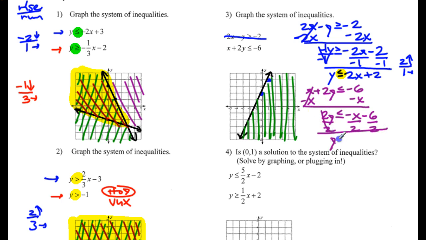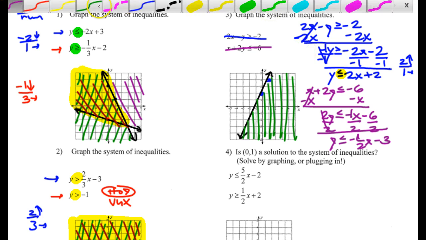Y is by itself. Bring the sign down. Now, this might look a little weird to you. Remember, negative x I can say is negative 1x. Now I can see the actual fraction. So this is a negative 1/2 x. And then negative 6 divided by 2 is negative 3. So don't look here. This is not what we're graphing.